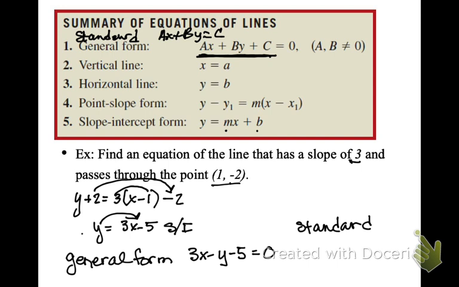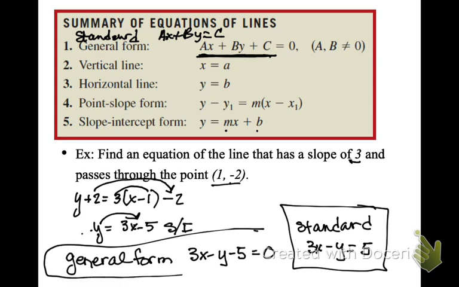So 3x minus y equals negative 5? Nope, not negative 5. Just 5, because you'd have to add it over, wouldn't you? Minus y equals 5. Because if you're taking this, I would subtract the y and add the 5. Okay, so this is standard form. This is general form. General form, it's set equal to what? 0.